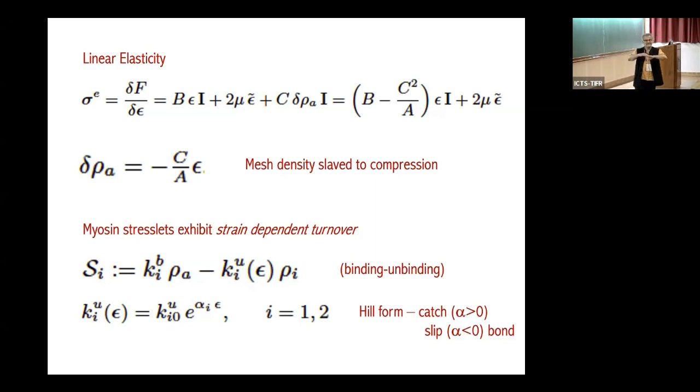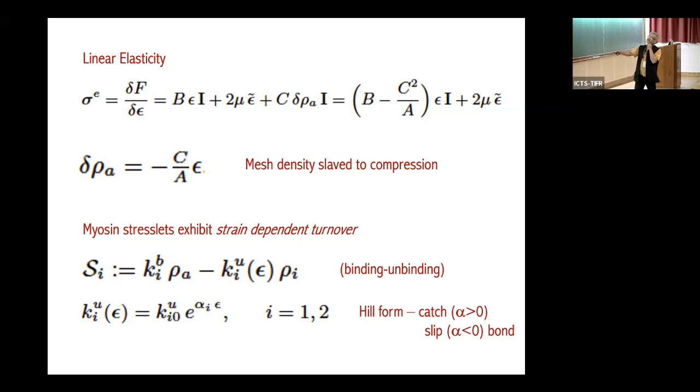The actin mesh is, of course, not only defined by a local displacement field, but also a density field. But the density, we take the density field to be a fast variable. So the density is slave to the local compression. If I locally compress the meshwork, locally the density of the mesh will increase. Okay, so that's what this tells. Remember, for compression, epsilon is negative.